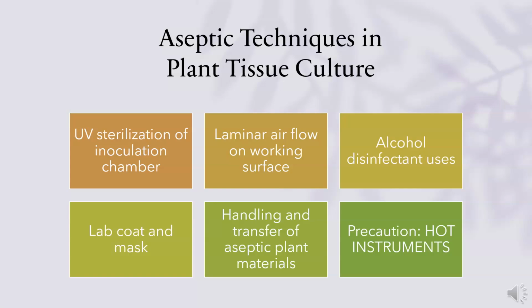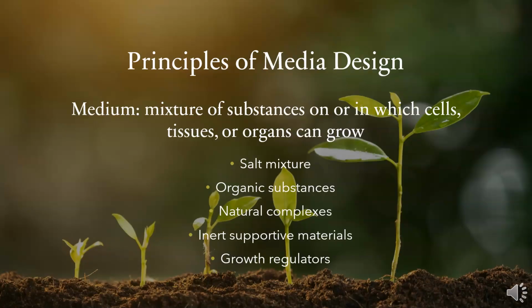Nutrient medium for plant tissue culture is a mixture of substances on or in which plant cells, tissues, or organs can grow and survive. These substances include a salt mixture, which can be classified into macronutrients and micronutrients according to their relative concentrations in plant tissue, organic substances such as sugars, vitamins, and amino acids, natural complexes comprising growth-promoting or inhibitory compounds, inert supportive materials, and, most of the time, plant growth regulators, to control different physiological responses in vitro and direct the morphogenesis of plant tissues in culture.